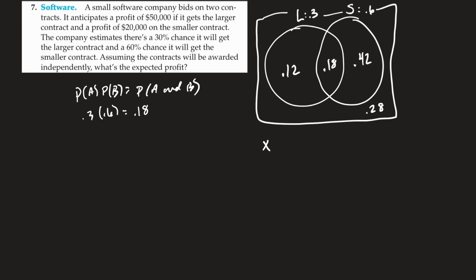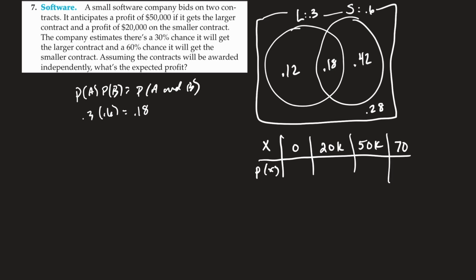So that allows me to create this table so I can find the expected amount of profit for a scenario like this. So here, I could win $0. I could win $20,000. I could win $50,000, or I could win $70,000 total. This would be losing both contracts, meaning that's 0.28. $20,000 is the smaller contract only, that's 0.42. $50,000 is the larger only, that's 0.12. And then 70 is both, that's 0.18. Here again, all 4 sections have to add up to 1, and we know they do.